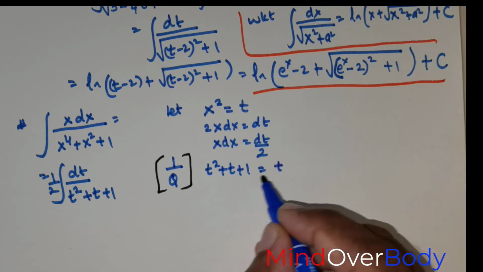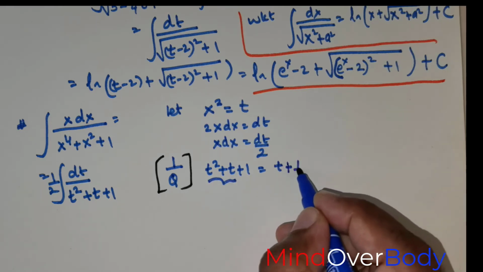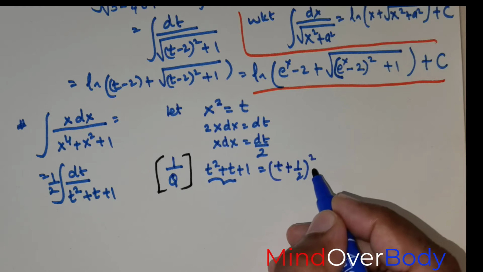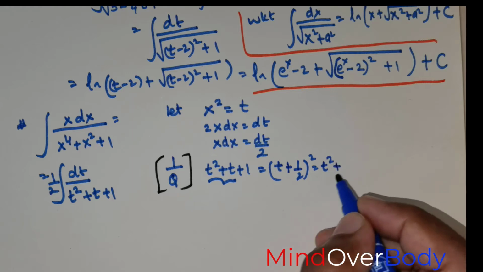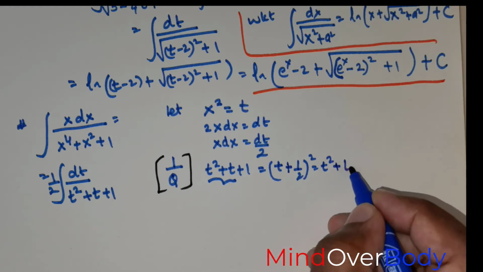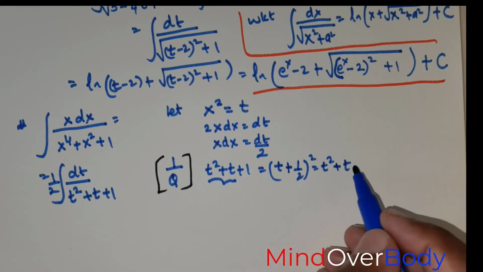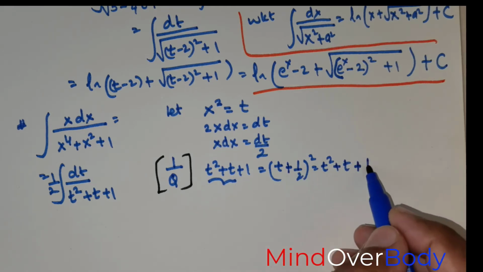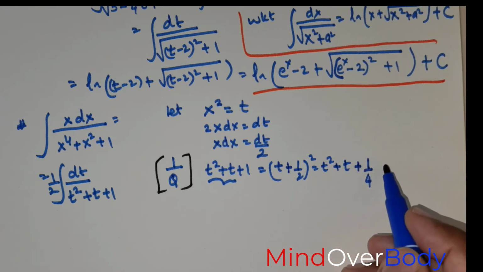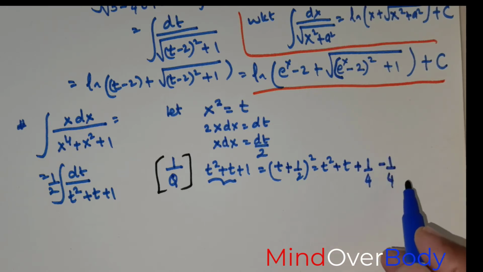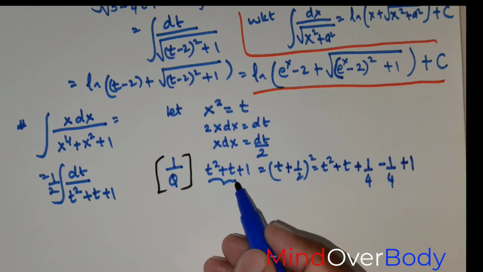Now if I were to rewrite this entire component as t plus 1 over 2 raised to the power of 2, this is going to give me, if I were to expand, t squared plus 2 times t times 1 over 2, that's going to be t. So I've already got a t squared and a t, so that's fine. But if I were to square this 1 over 2, that is going to give me 1 over 4. But I will have to remove this 1 over 4. So I can place this negative 1 over 4. And this positive 1 should always be there because that's part of the question, right?